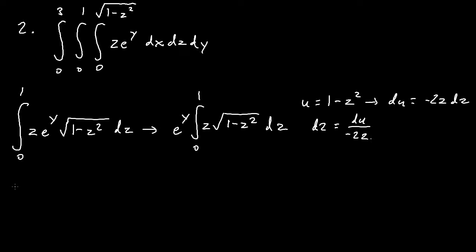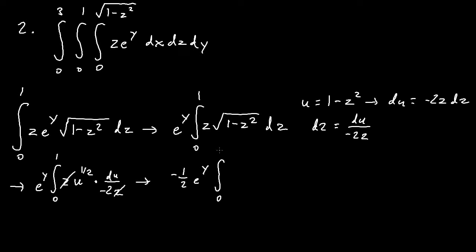Now if I plug that back into the integral, we get e to the y times the integral from 0 to 1 of z times, well, we made u equal to 1 minus z squared, so I'm going to rewrite the square root as u to the 1/2, times dz, which is equal to du over negative 2z. Notice the z's will cancel. Negative 1/2 can come outside the integral as a constant, so we get negative 1/2 times e to the y times the integral from 0 to 1 of u to the 1/2 du.